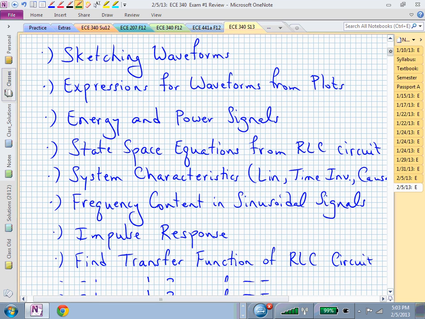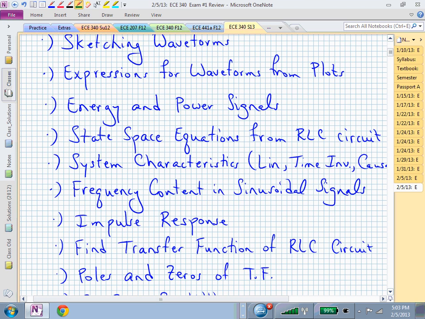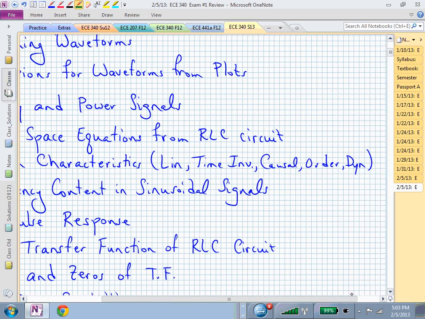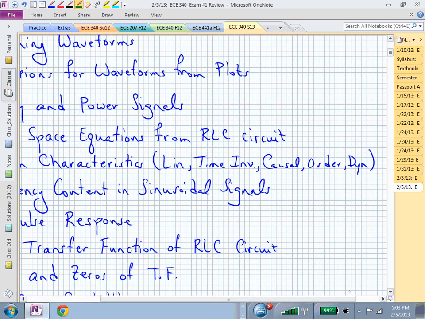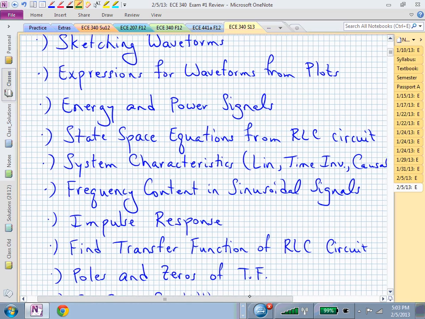Energy and power signals, being able to determine those. You should be able to write state space equations from an RLC circuit. A particular system's characteristic, whether it's linear, nonlinear, whether it's time invariant, whether it's time varying, whether it's causal or non-causal, the system order, whether it's dynamic or instantaneous, all of that you should be okay to do for the exam.